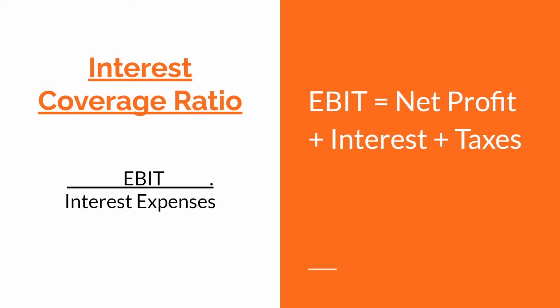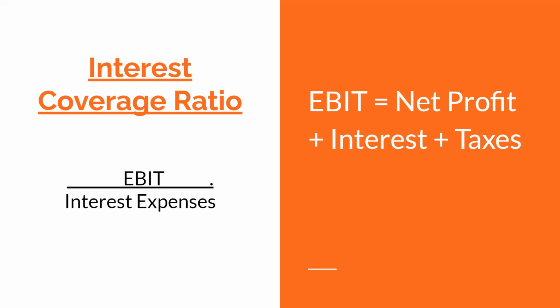Interest is allowed as a deduction under income tax, so we are also adding back the taxes and interest, and we are getting the profit before interest and tax. That is why it is written as EBIT. EBIT stands for earnings before interest and tax. So interest coverage ratio is very simple, EBIT divided by interest expenses.